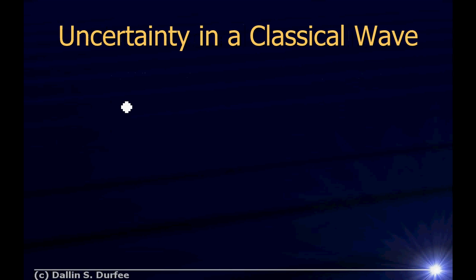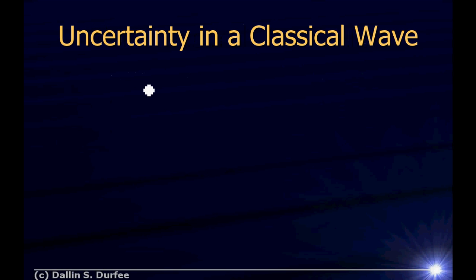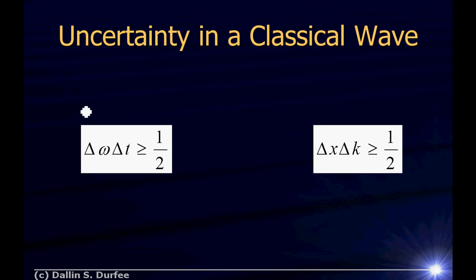But the point is, in order to make my wave exist in a short amount of space or a short amount of time, I had to add together a lot of sine waves to do that. And it turns out we get what's known as the uncertainty principle for a classical wave. The uncertainty principle basically says, in order to make a wave that only lasts a short amount of time, it takes a spread of frequencies to make that happen. And the product of those two has to be greater than or equal to 1/2.